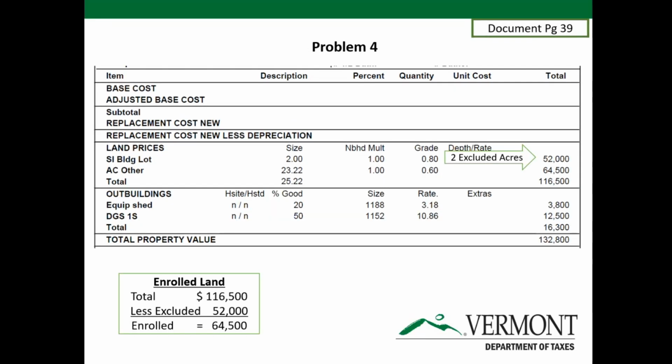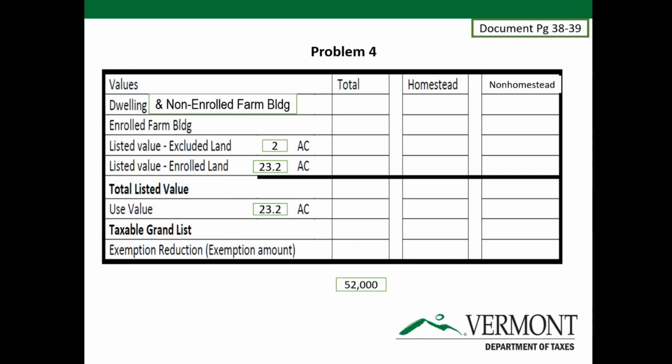Okay, next step is our enrolled land. So we need to take our total land value, $116,500, minus what we've allocated according to statute for the excluded land, $52,000, which leaves us with a mathematical remainder of $64,500. And yes, it's an easy calculation when you have the 2 acre exclusion. So we're going to go ahead and put our $64,500 in the total column under land, enrolled land, and also in the non-homestead column under enrolled land.